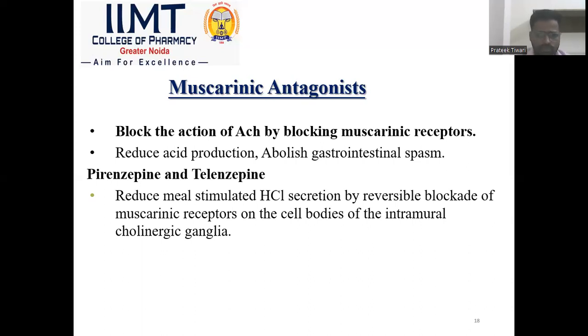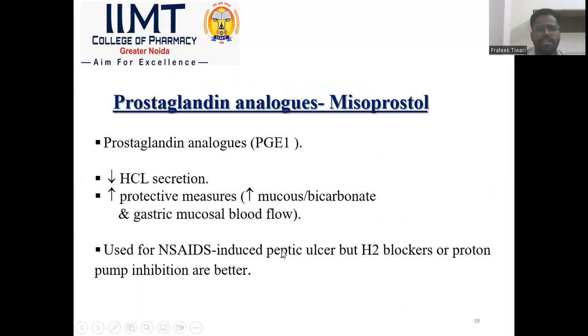So now we are going to discuss prostaglandin analogs, that is misoprostol. Prostaglandin analogs basically decrease the secretion of HCl and increase protective measures like increasing the secretion of mucus and bicarbonate and gastric mucosal blood flow. They are used in NSAID-induced peptic ulcer, but H2 blockers or proton pump inhibitors are better.